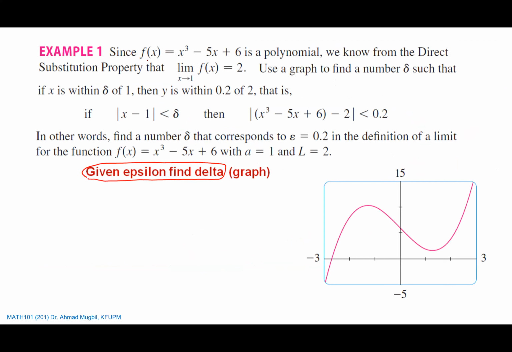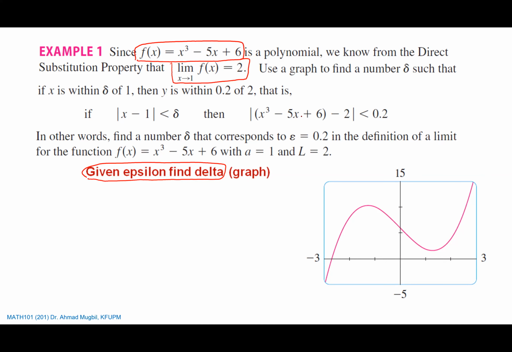So let's start. The graph here is given also for you. So the function is a polynomial of degree 3. The limit of the function when x approaches 1 is 2. Clearly, you can verify that. So you have the function, you have L, you have A.